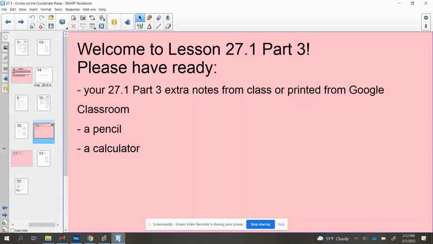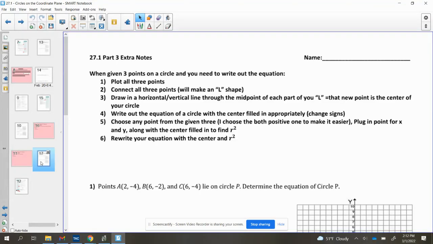Today you are going to need the extra notes handout that you should have gotten from class, or you can print them off from Google Classroom, and then a pencil and a calculator. So on this sheet, we see that we can sometimes be given 3 points that are on our circle, and this will allow us to write the equation of that circle.